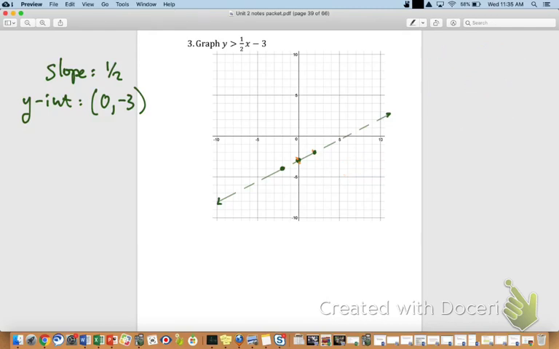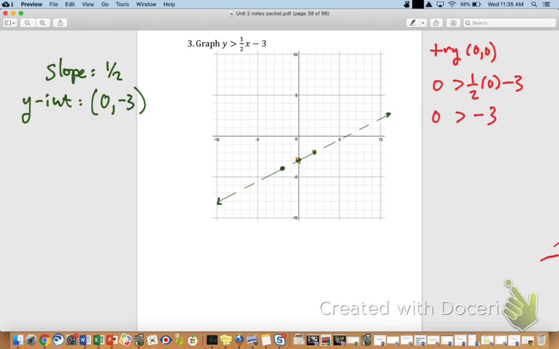Maybe I should try a different point. Can anybody think of a really easy point for me to test out, where the numbers turn out numerically super easy? 0, 0. 0, 0 is always a great choice. Let's try that. So if I try 0, 0, I get 0 is greater than 1/2 times 0 minus 3. Isn't 1/2 times 0 just 0? And what's 0 minus 3? So is 0 bigger than -3? It is. Isn't that weird?